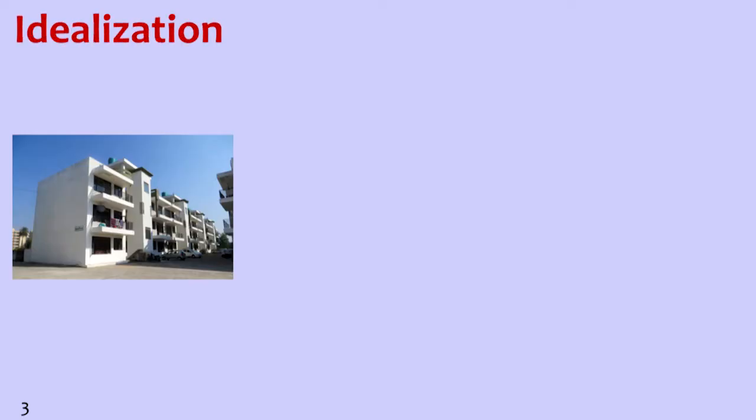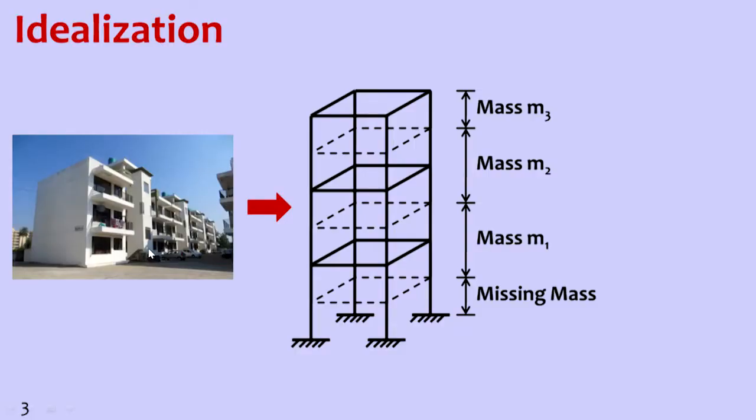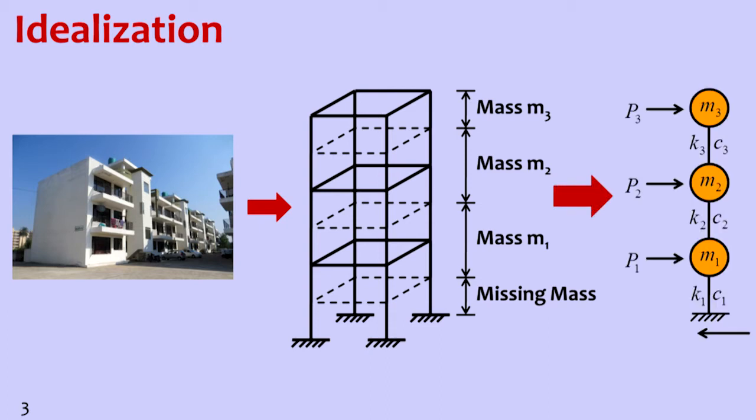Now, if you look at a building, a complex system, it can be idealized as a number of degrees of freedom, as many as the number of floors. In this example, you can see a building of 3 floors. We are converting that into a 3 lumped mass system, so a 3 degrees of freedom system. This is idealization. We can calculate mass from the floor properties.